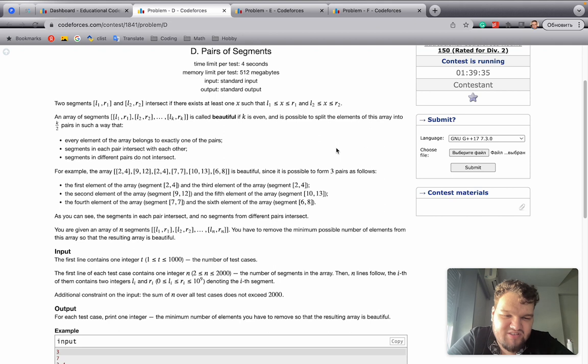So that split is unique, right? For every segment there should be exactly one other segment that intersects with it, and that's the necessary and sufficient condition. And given an array of n segments, remove the minimum possible number of elements so that the resulting array is beautiful.